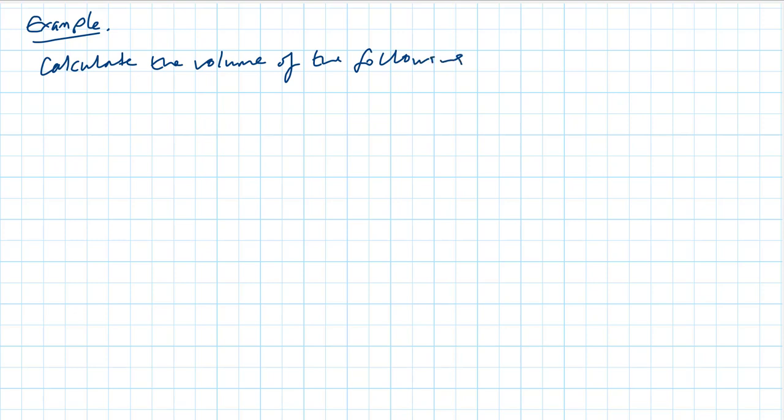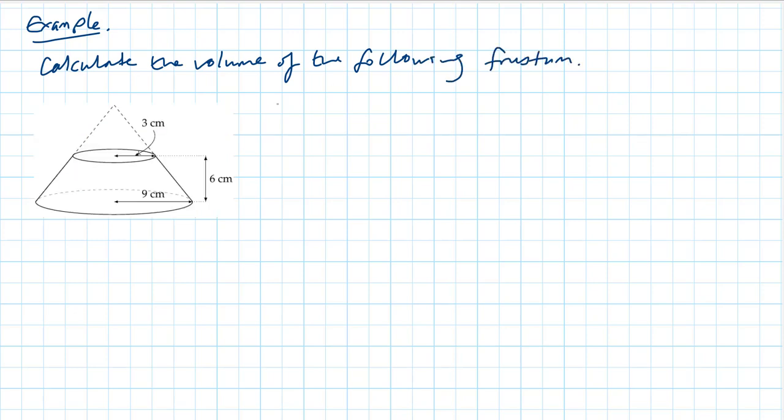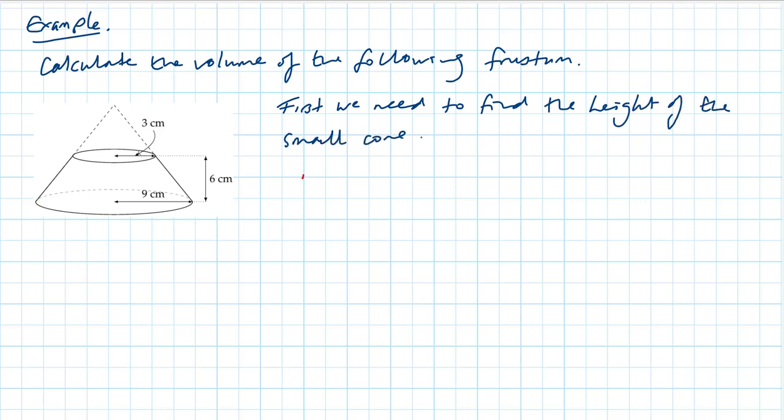So here's an example of how we could calculate the volume of a frustum. Notice the information that's been given to us. We've been given a top radius, a bottom radius, and the distance between the two circular faces. So the first thing we've got to do is use similarity to find the height of the smaller cone. And this follows on from a previous video.